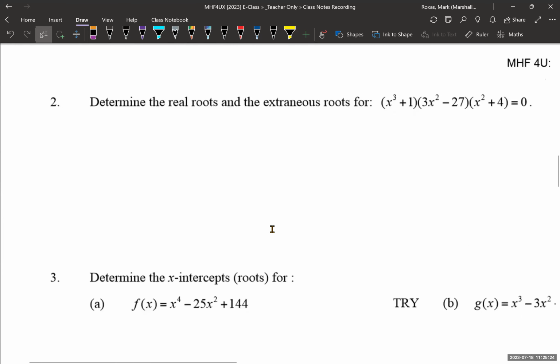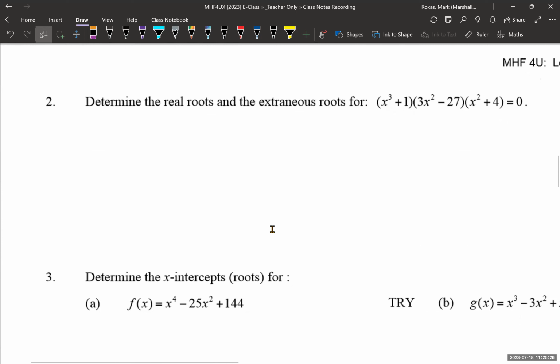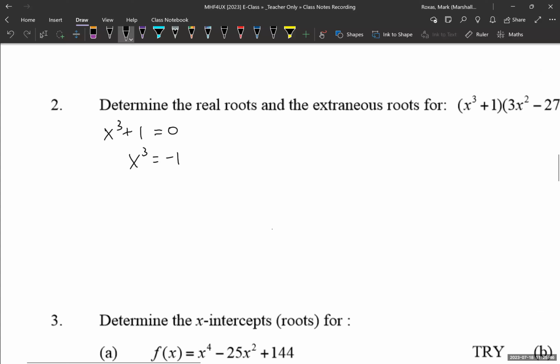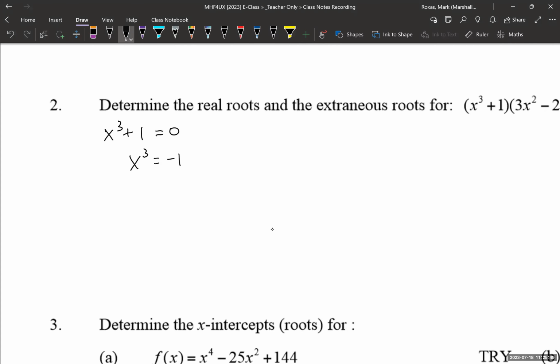Determine the real roots and the extraneous roots. So let's talk about extraneous roots. Let's start solving for each of these roots. This is already in factored form, right? So if I took the first factor, x cubed plus 1, and I set that equal to 0, what value of x would make that factor equal to 0? Well, if I solve for x cubed equals minus 1, if I subtract 1 from both sides, and if I take the cube root of both sides, I will have x equals the cube root of negative 1, which is just negative 1.